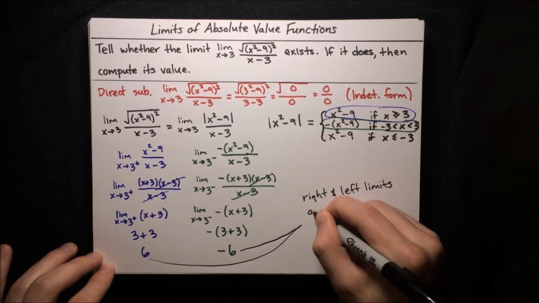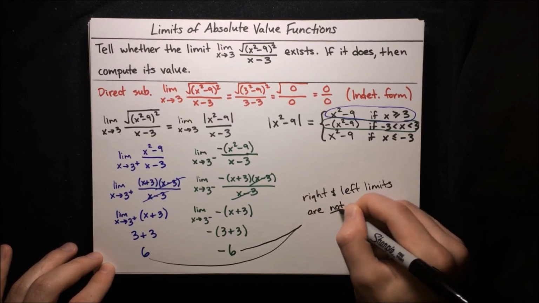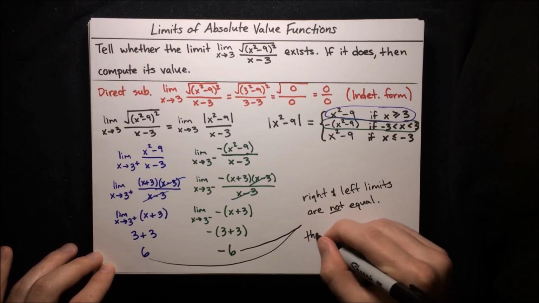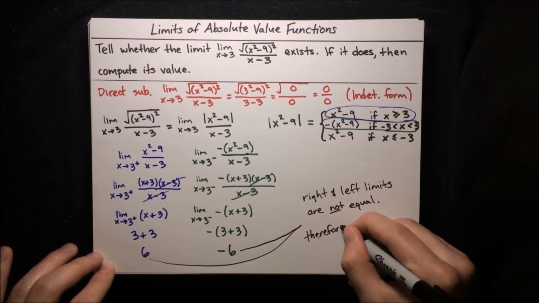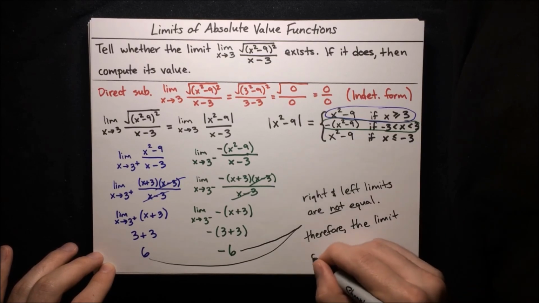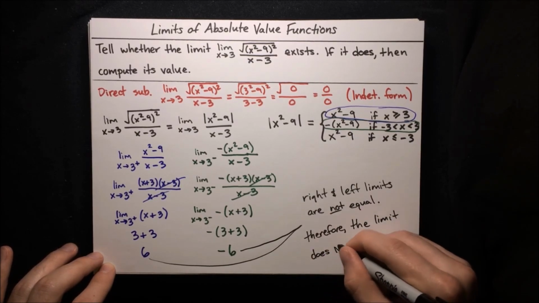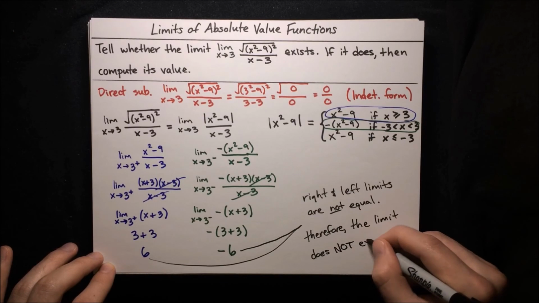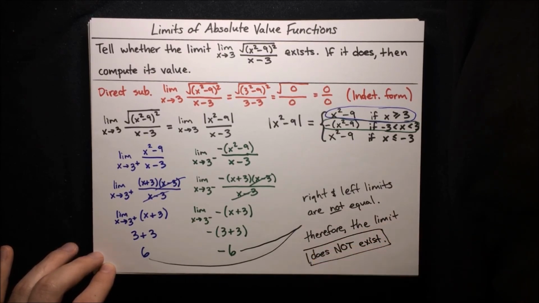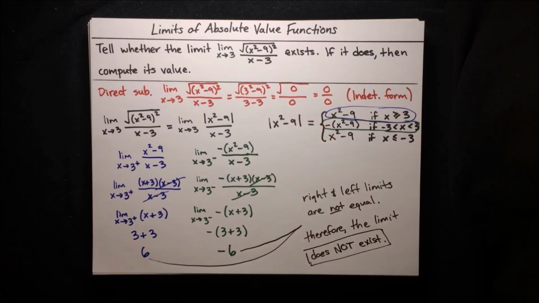So again, we see that the right and left limits are not equal. Therefore, the limit does not exist. So that's our conclusion. This limit just does not exist, because it comes out to different values depending on whether we approach from the right or the left.